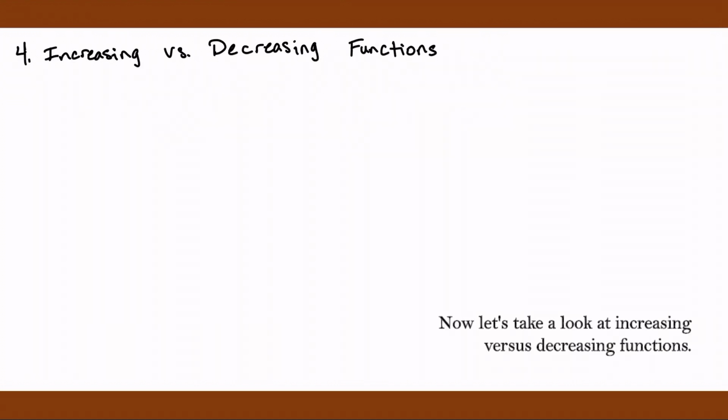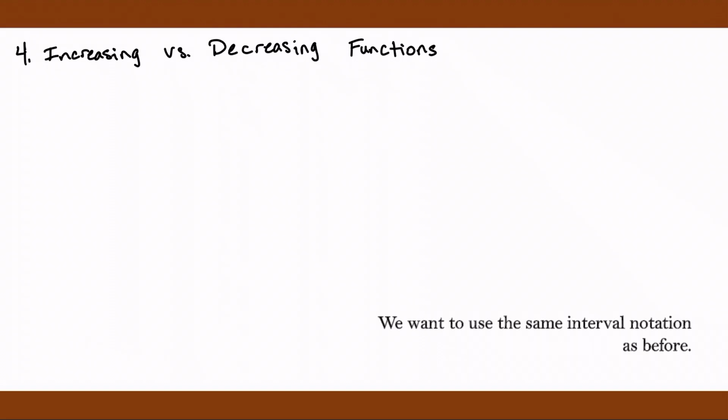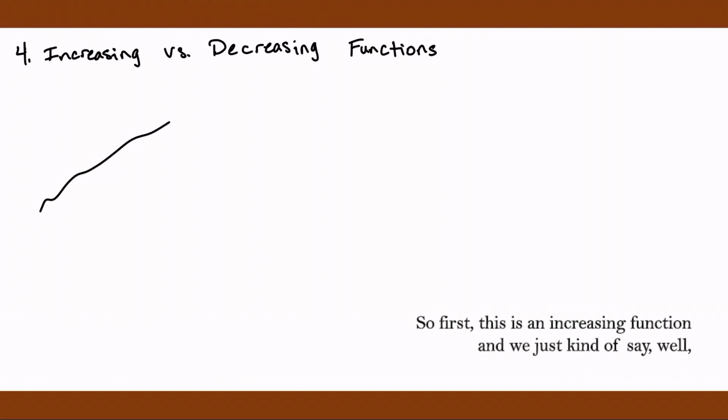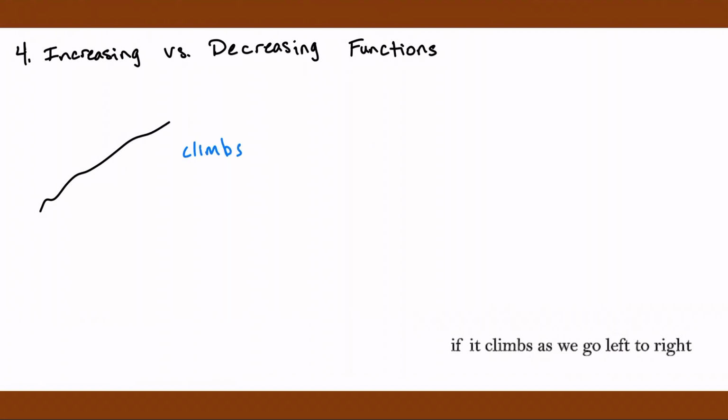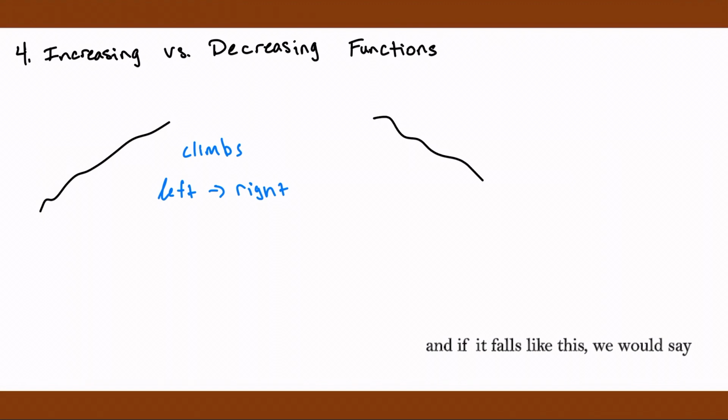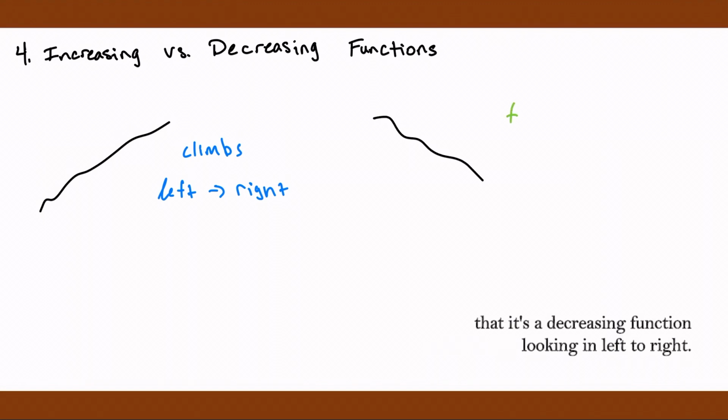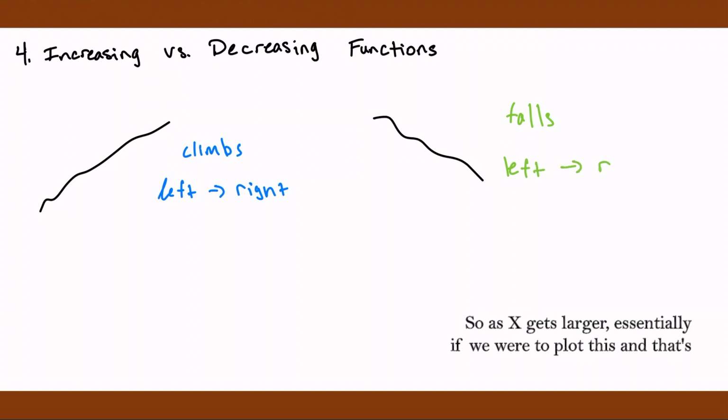Now let's take a look at increasing versus decreasing functions. This is pretty simple here. We want to use the same interval notation as before. So first, this is an increasing function, and we just say, well, if it climbs as we go left to right, and if it falls like this, we would say that it's a decreasing function, looking left to right, so as x gets larger, essentially, if we were to plot this.